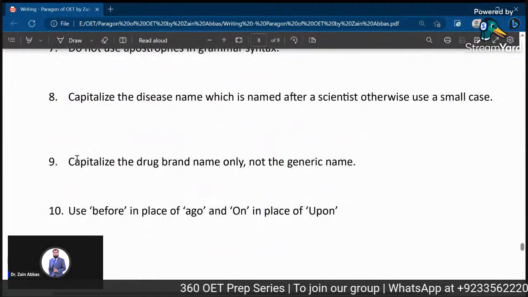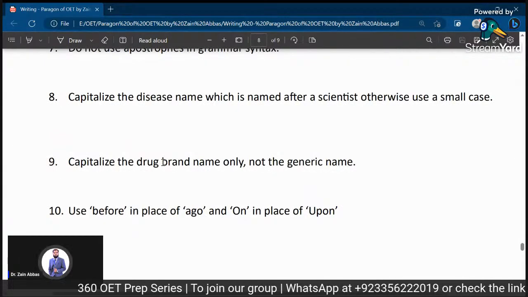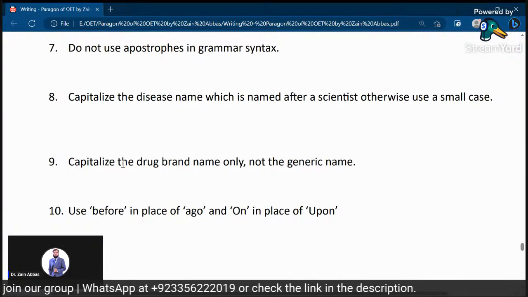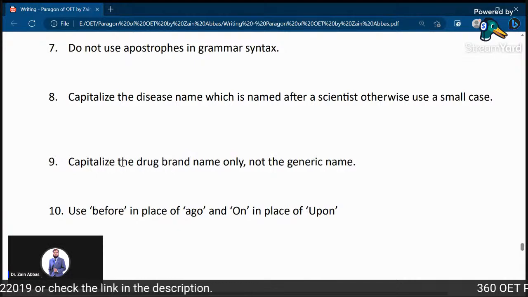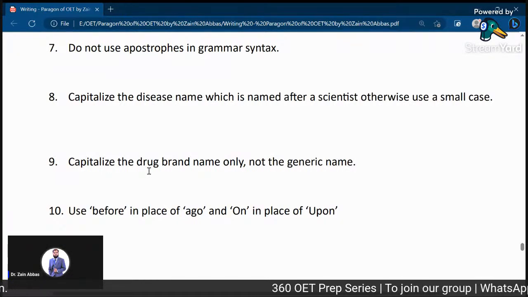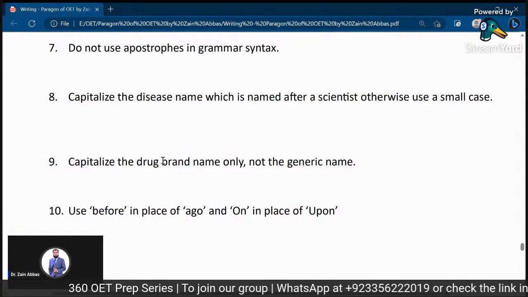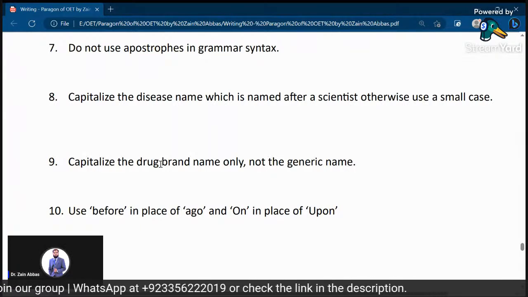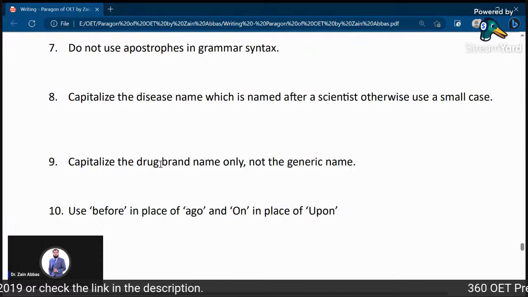The next important point is to capitalize the drug brand name only, not the generic name. It is also important to note that we are not used to styling our writing in that manner, and we don't differentiate the brand name from the generic name. Always make sure that in your formal writing style or in your official exam, the brand name of the drug is capitalized, and the generic name, the formula name, or the classification name starts with a small case.